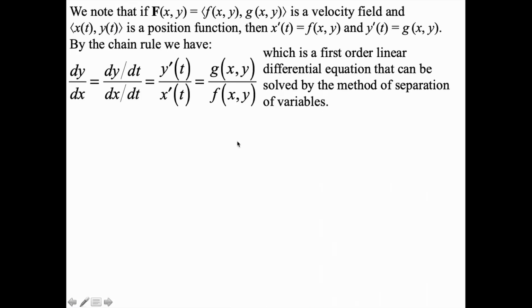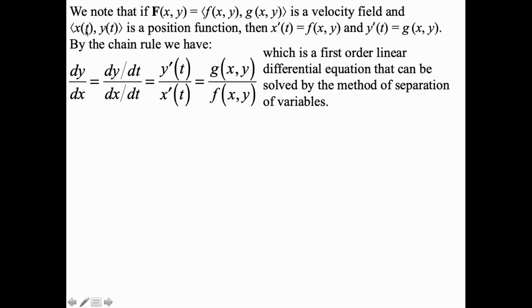So first, we note that if big F(x,y), which is again that function I gave you earlier, little f comma little g as a vector, if that's a velocity field, think of it as the velocity of the water molecules or the water particles in the stream or the pond we're talking about.